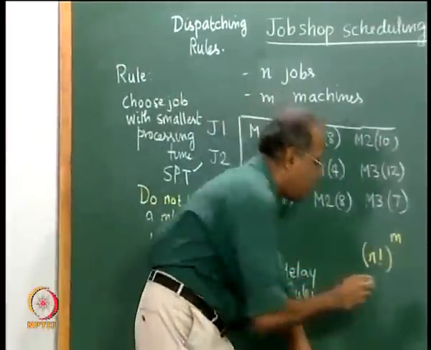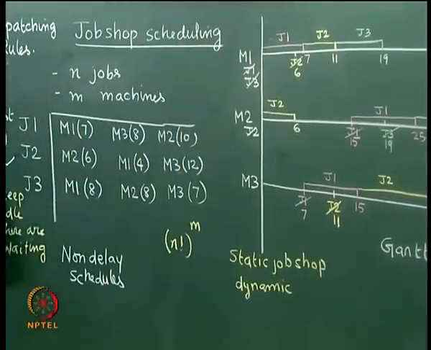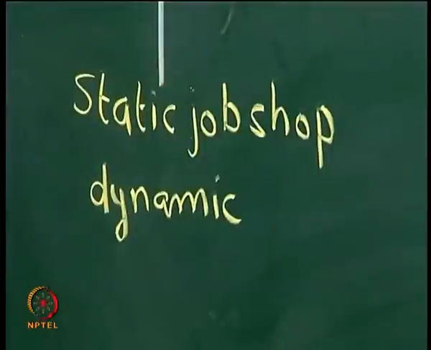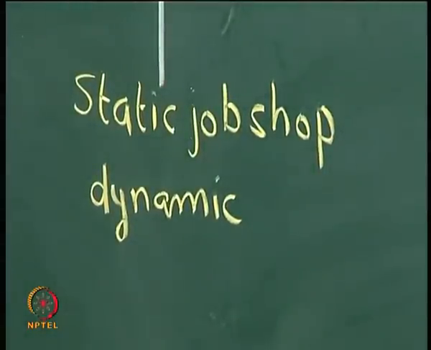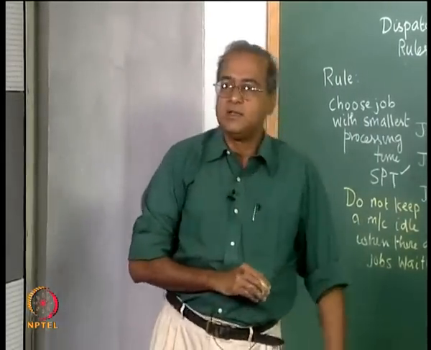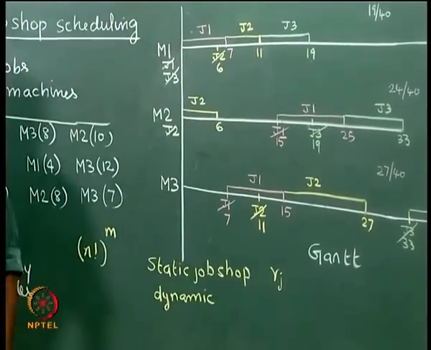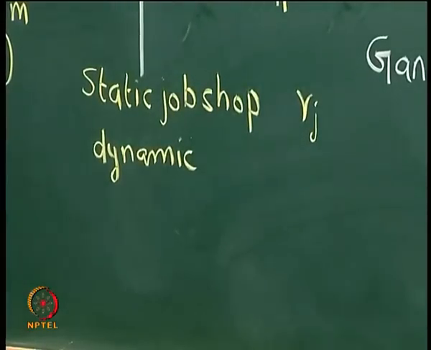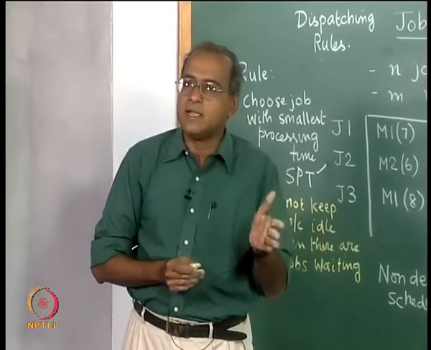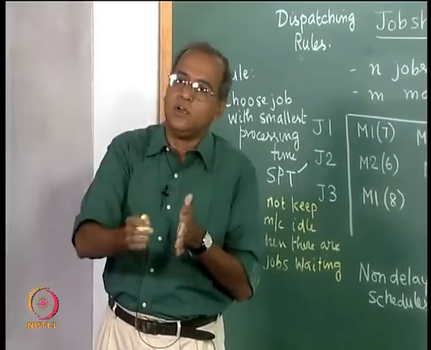So, we have to move from what are called static job shops to dynamic job shops, where the jobs can come at any time, and the time at which the jobs are going to enter the system is not known a priori. When the time at which the jobs enter the system is known a priori, then it becomes a static job shop with release times, which are usually called Rj, where Rj is the release time for job j. In dynamic job shops, we do not know what time the jobs are going to be released into the system.